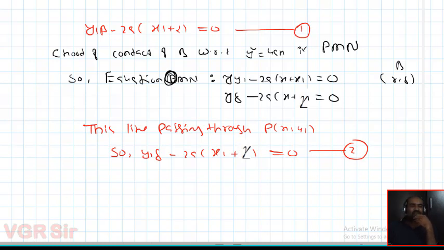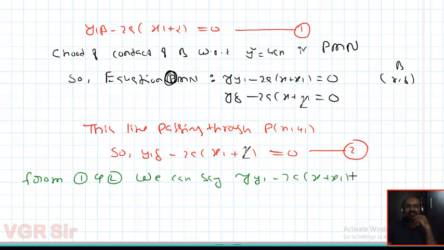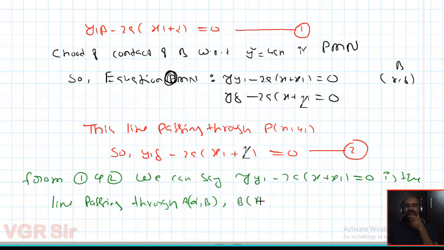This is equation number 2. So here we will get an important and final conclusion from 1 and 2. We can say y y1 minus 2a times (x plus x1) equal to 0 is the line passing through A(alpha, beta) and B(gamma, delta). Observe here. Put alpha comma beta in this equation. From the first you can say that 0 equal 0, which means alpha comma beta is satisfied by this equation.